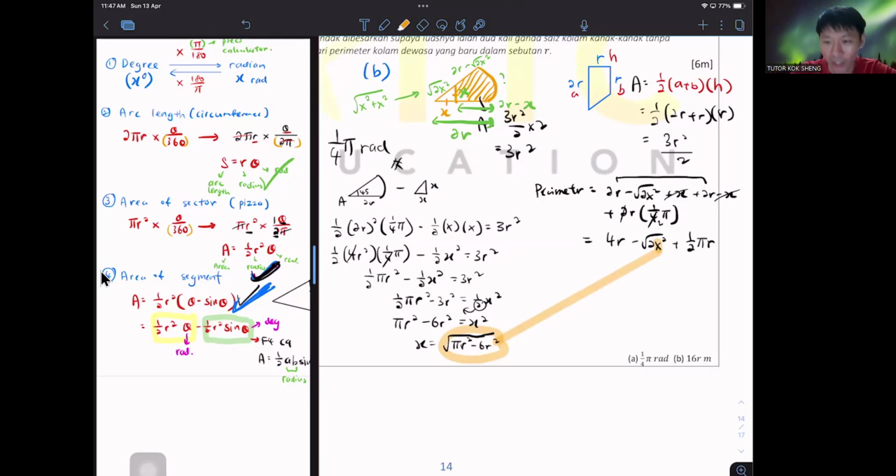But just because of the sentence, maybe I misunderstand the sentence. Don't know. Because I got a different answer here. So 4r minus square root 2x squared.